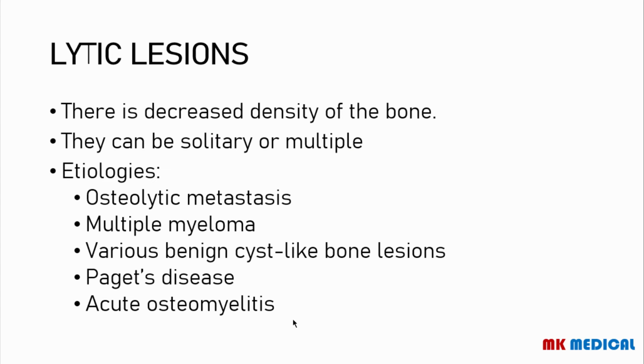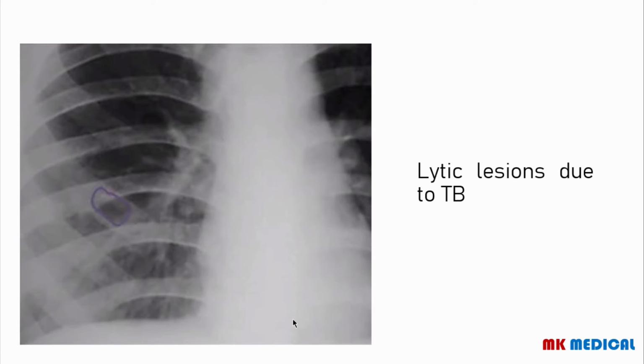Then sometimes you may get some lytic lesions where there's going to be a decrease in the density of the bone. So this may be solitary or multiple. One of the important causes is osteolytic metastasis with tumors again. You could also have multiple myelomas, some various benign cysts. Then you could also have some Paget's disease. You also could have acute osteomyelitis. So here, TB being one of the more common things that may cause osteolytic lesions on especially the ribs.